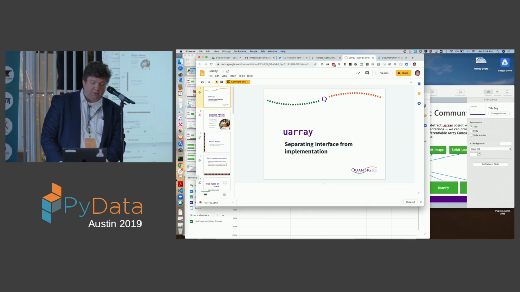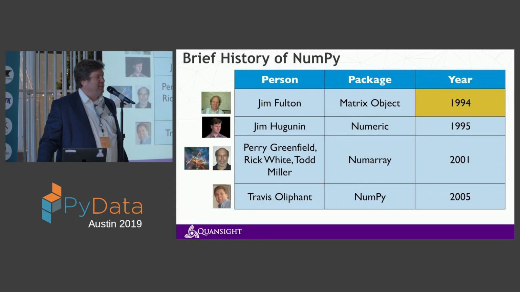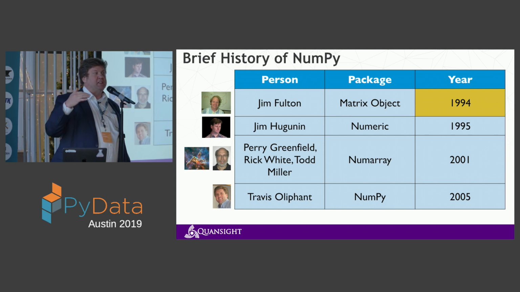In this joint talk between Hamir and me, we're going to talk a little about a brief history of NumPy. So uarray is an implementation. It's basically NumPy made an interface, made an implementation.